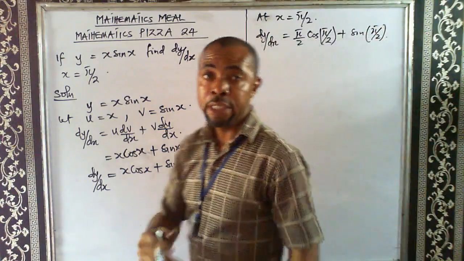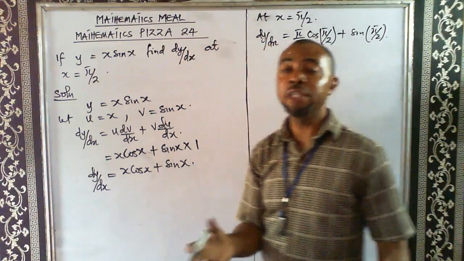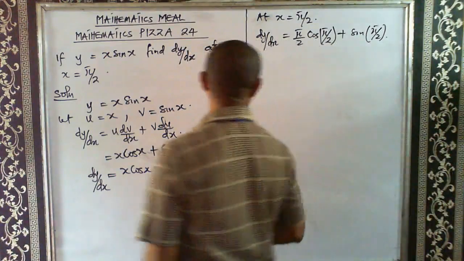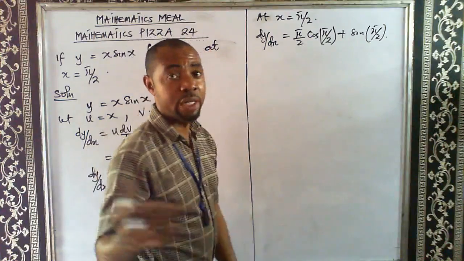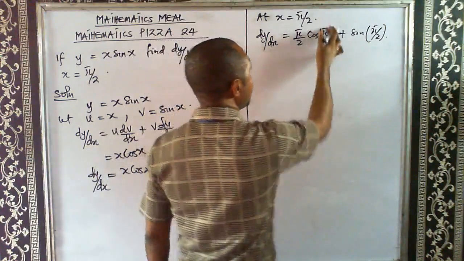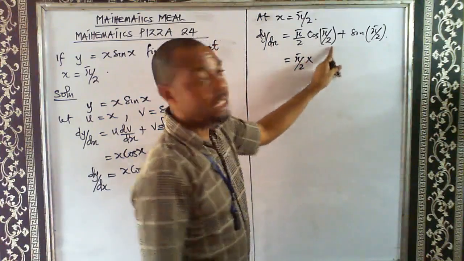Now we know that pi is the way we measure angle in radians, and 1 pi radian is 180 degrees. So pi over 2 will give us 90 degrees. So pi over 2 is 90 degrees. So we have pi over 2 times cos 90, and we know that cos 90 is 0.